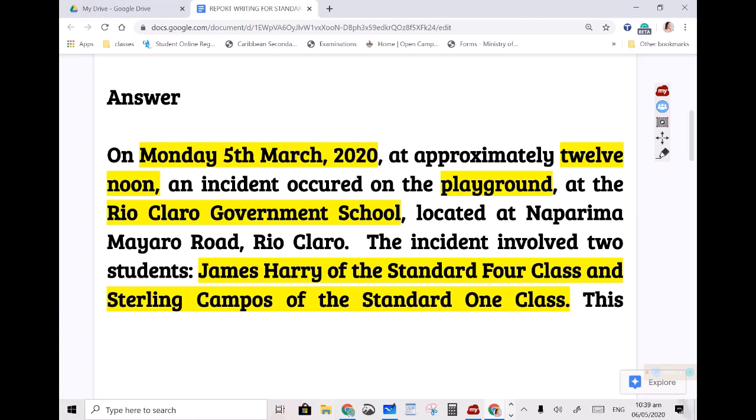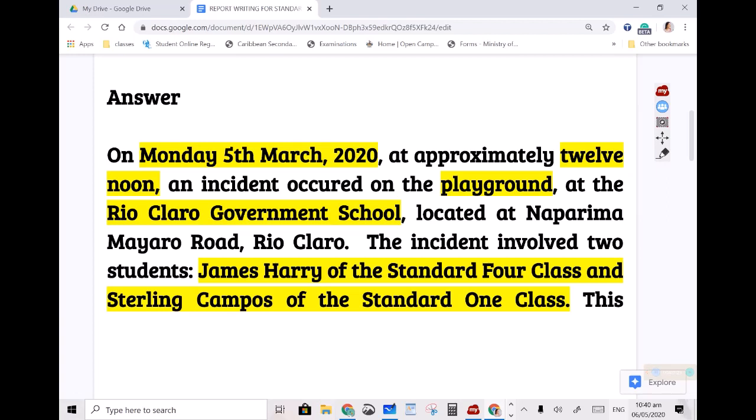The incident involved 2 students. Another important element of your first paragraph is that you need to write the names of the people who were involved. You don't just write James, and you don't just write Sterling. That would have been for a story. For report writing, you need to have the full name of the individuals, meaning a first name and a surname, and you need to write it as proper nouns.